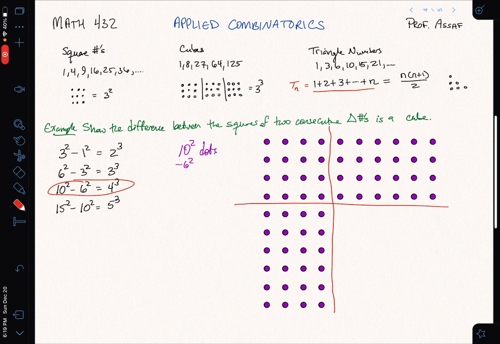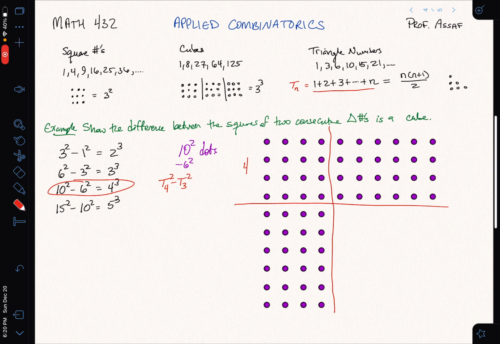And now what I'm going to do is think of T sub 4 minus T sub 3 squared. Okay, that's how I'm thinking of 10 squared minus 6 squared. And now here is my 4, which I can think of here as maybe n.